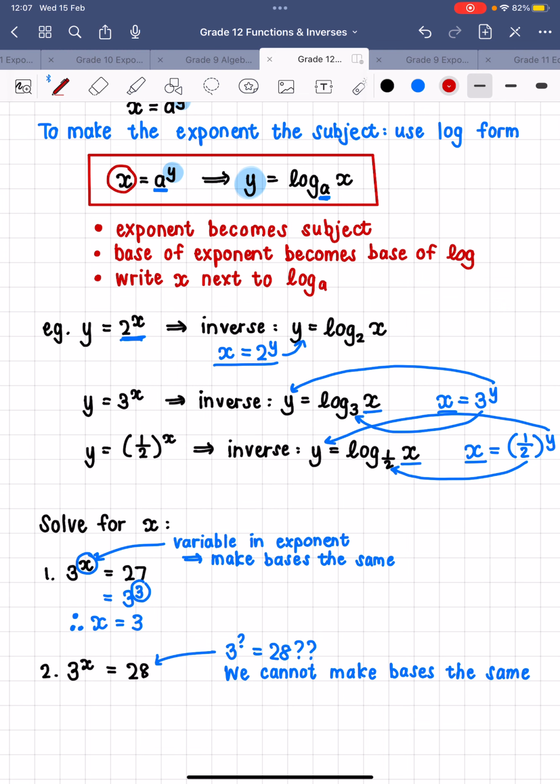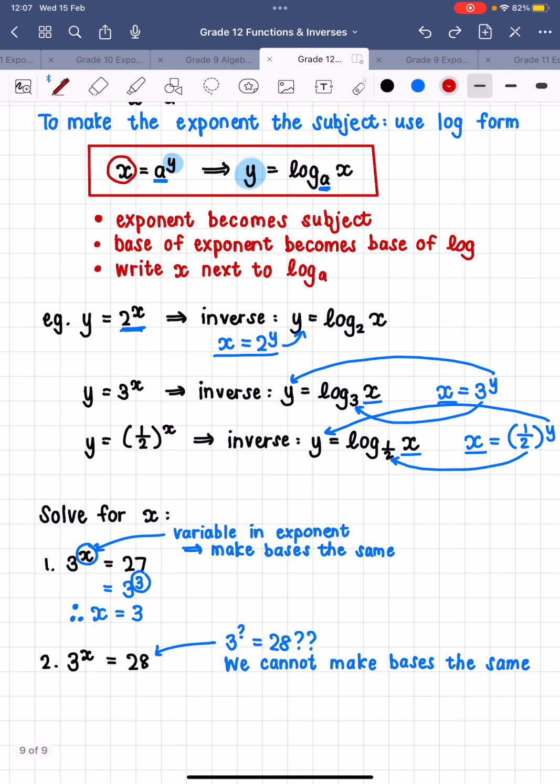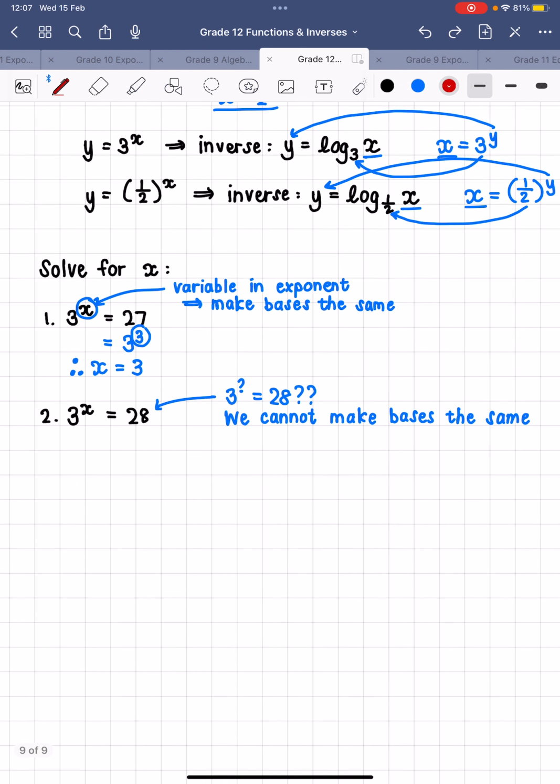Guys, what did I write in this rule? We use log form when we want to make the exponent, which was y in this case, the subject of the new equation. We have exactly that in this example that we're looking at now. I want to solve for x. So I want to make x the exponent, the subject. I want to have x equal to something that I can then calculate. So I want to make my exponent the subject, so I'm going to use log form.